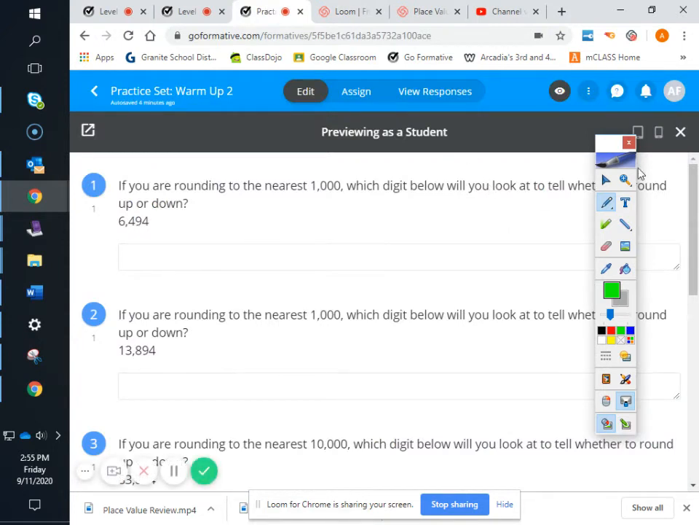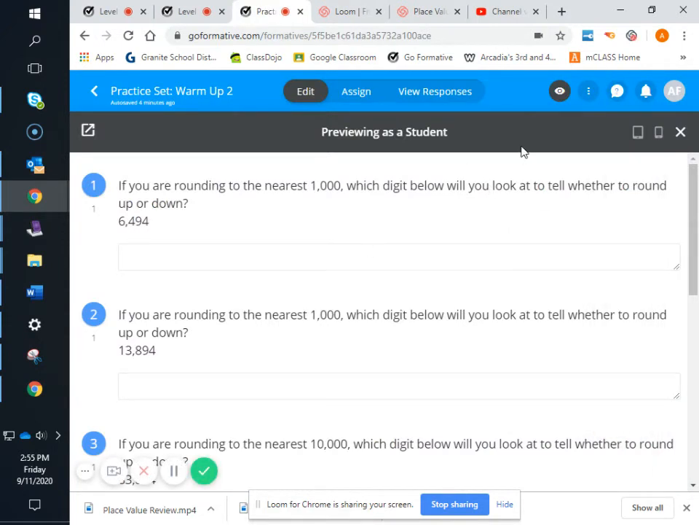It's the same thing you're going to see on all three warm-up levels. The instructions say if you're rounding to the nearest 1,000, which digit below will you look at to tell whether you round up or down? Round to the nearest 1,000. It goes ones, tens, hundreds, 1,000. So the one you're going to look at is this 4, one to the right of the thousands place. So you just type 4.